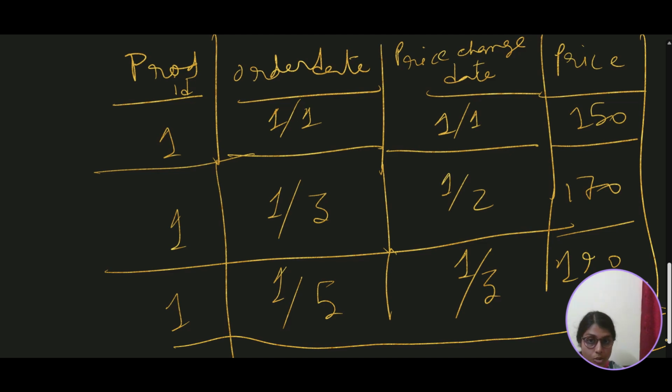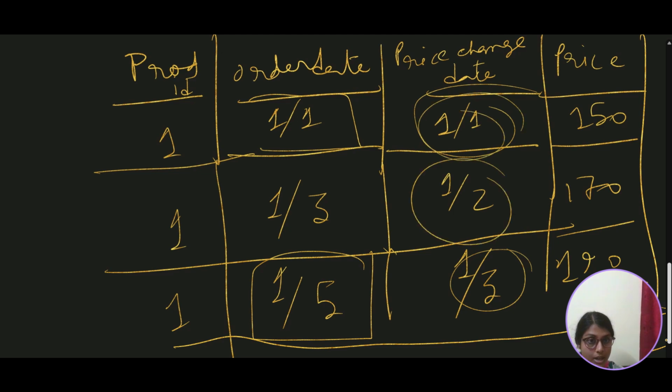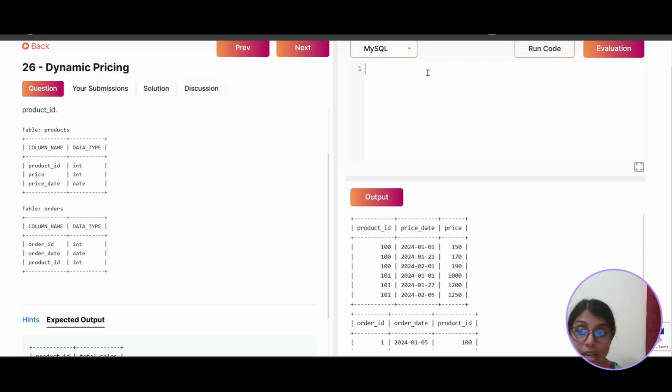But one thing: if we are mapping order date and price change date, the order date needs to be greater than or equal to the price change date, right? That makes sense. But if that is the case, 1/5 will be mapped to 1/3, 1/2, 1/1, all of this. We'll have to take the latest price change date from the combination of all the order dates and previous price change dates. We have to use a combination of joins and a ranking function in this particular case.